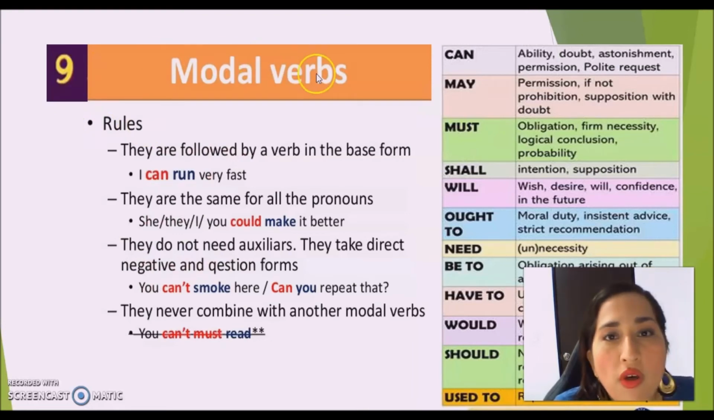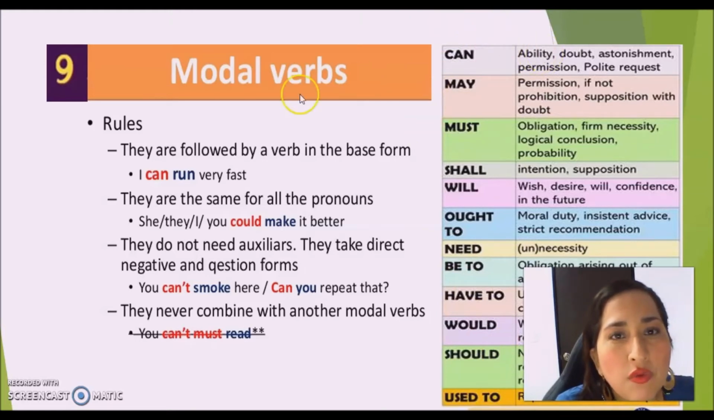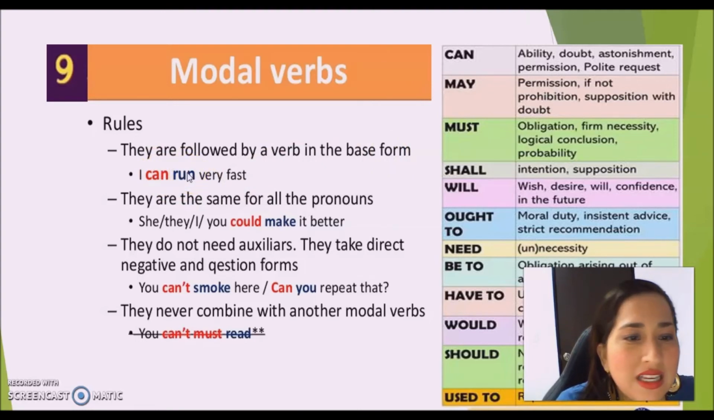Number 9, modal verbs. In English we use different modal verbs: can, may, must, shall, will, ought, need, have, should, would, used to. The idea is that you follow these rules. They can be followed by a verb in the base form. After the modal verb, another verb is in the base form, in the infinitive form without to.